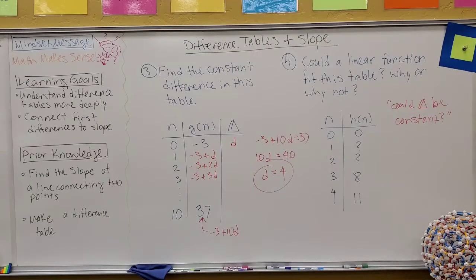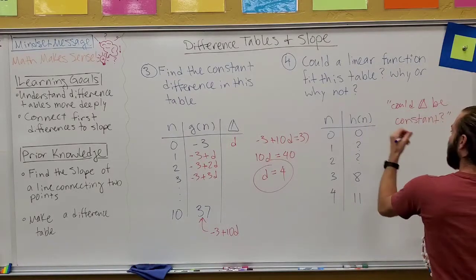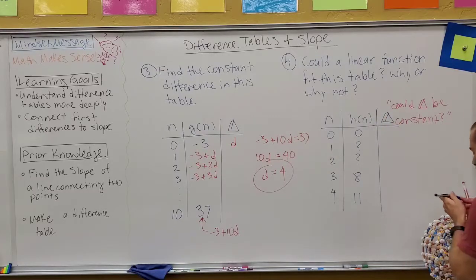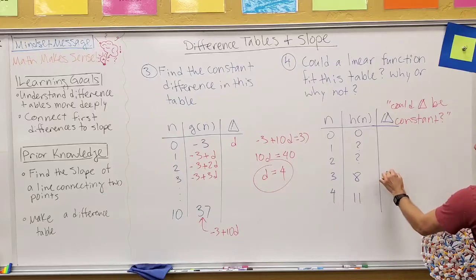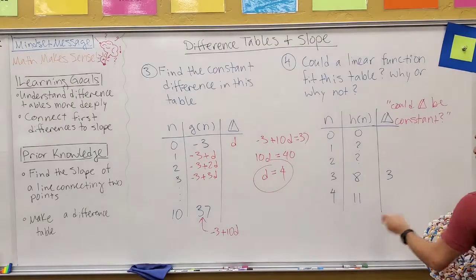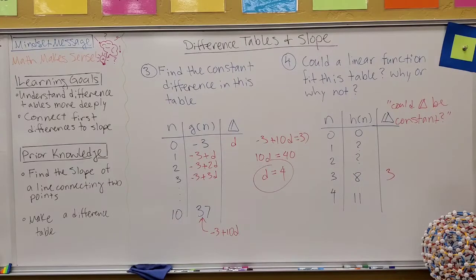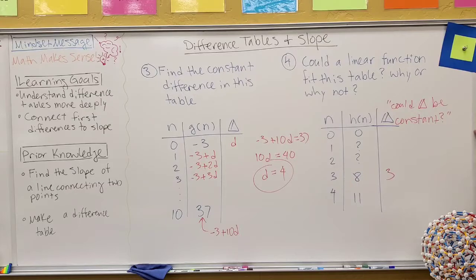Could that be constant? Well, let's go ahead and add in a delta column here. It looks like we can figure out one of these right away. From 8 to 11, that's 3, right? And I'll use my red color for new work. But then from 0 to 8, we may have to employ what we thought about over there actually.